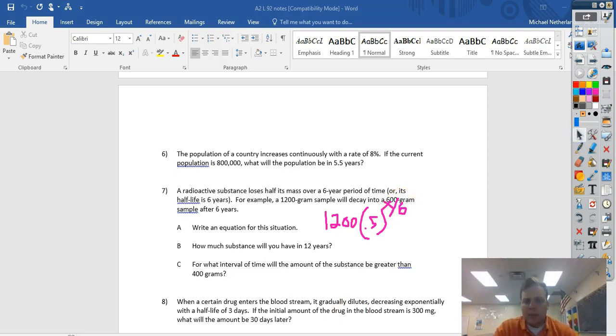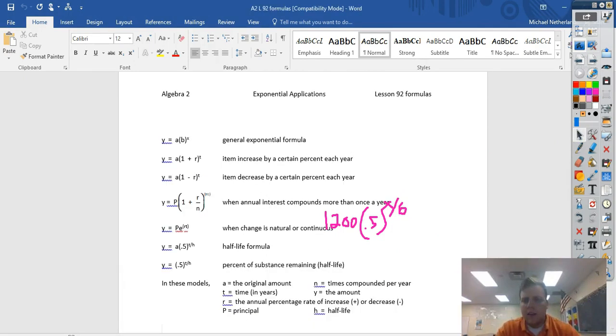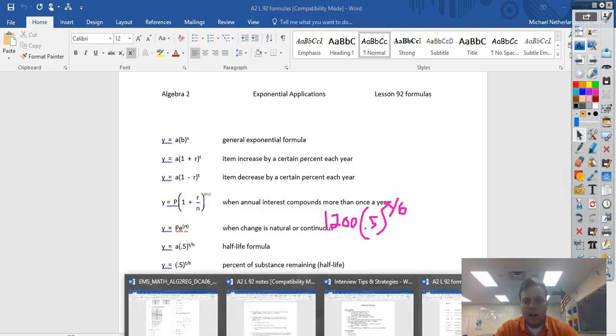Okay. And actually, I'm pretty sure we have a formula for that. Yeah, right here, half-life formula. A, that's just the original amount, times 0.5 raised to the t, the number of years, divided by h, which is the half-life. Okay, this fits. 1,200 was my original amount, 0.5 for the fact that it's half-life, raised to the x, number of years, divided by 6. So you could say t instead of x, that's fine.